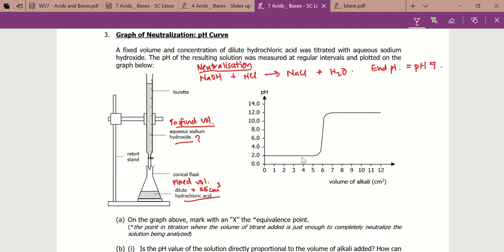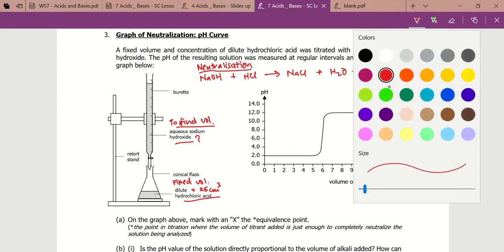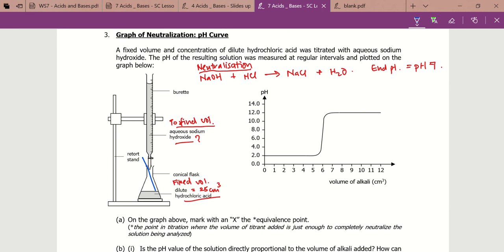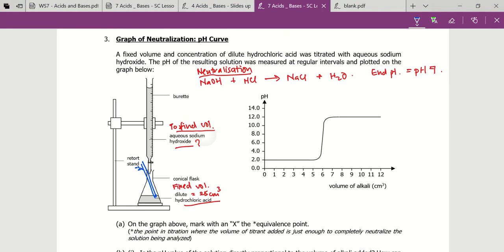In order to get the change of pH like that, I can't just use an indicator like methyl orange. What I will need to use is a pH probe. So a pH probe will need to be put in here. So this is my pH probe, and this is usually connected to a computer that will chart the change of pH as I drip more and more sodium hydroxide into the acid.